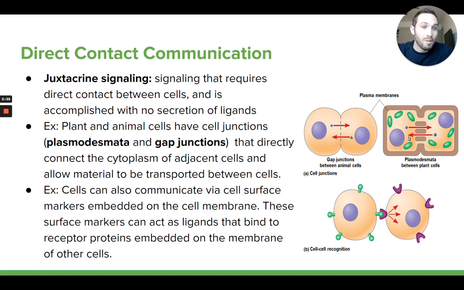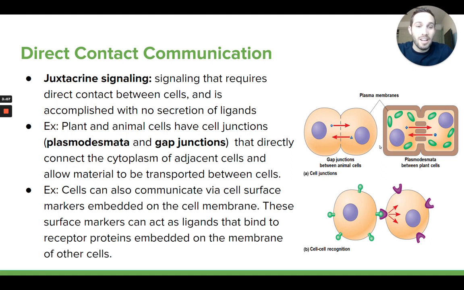Same thing with plant cells. Plant cells have something called plasmodesmata, which is a type of cell junction between adjacent plant cells where they have open channels between the cytoplasm of both of those cells. That again can allow signaling molecules like ligands to directly diffuse between those cells, which can trigger certain forms of communication between them. So again, that's through direct contact, where those cells are physically in contact with one another.